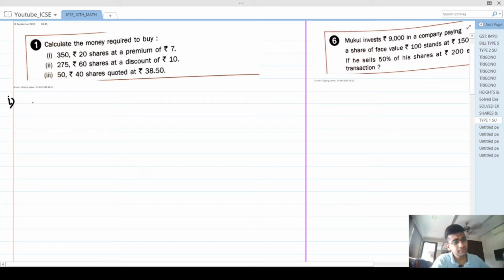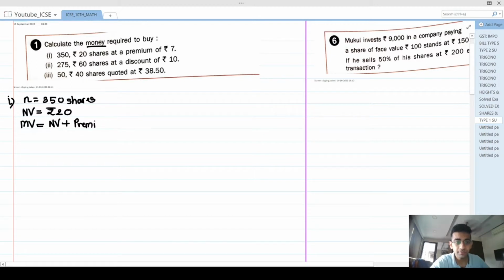All right, let's get started. Calculate the money required to buy, or we have to calculate the investment when, in the first case, I want to buy n is equal to 350 shares, number of shares, at a face value or nominal value of 20 at a premium of 7. So MV is equal to NV plus premium. So that is rupees 27.